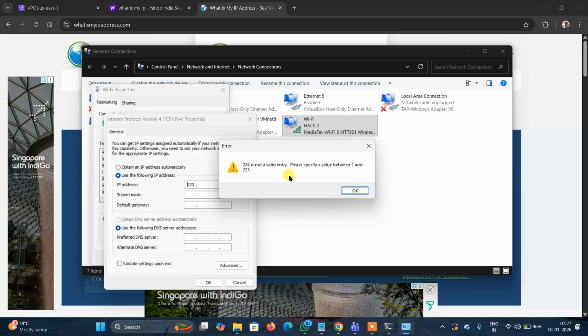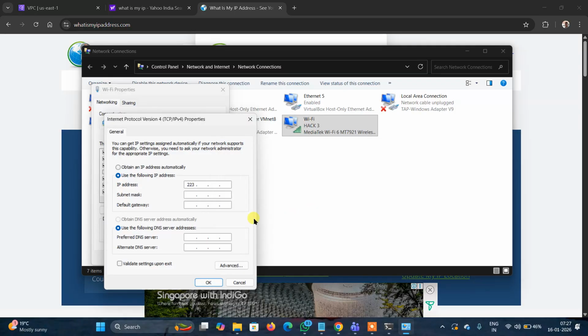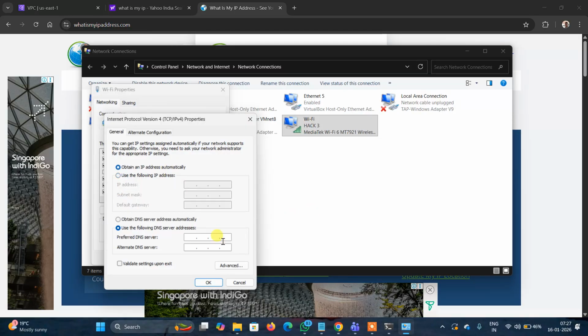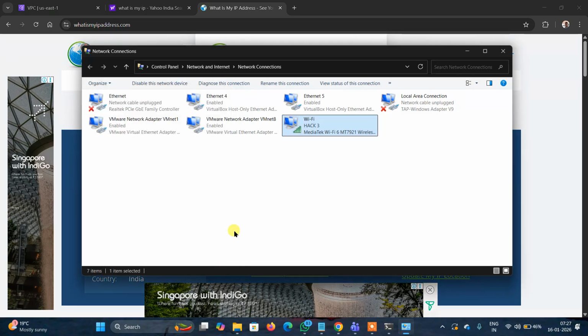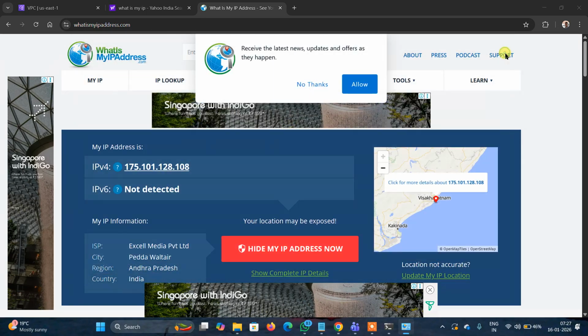It should be out of range, right? Yes. It won't accept. Why? Because of the range which is defined between 1 to 223 only. Understand?